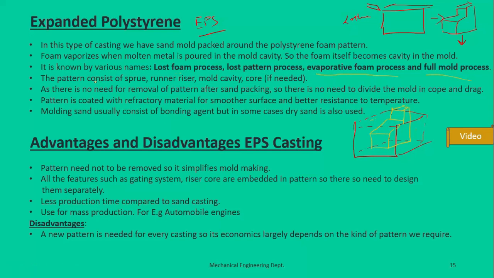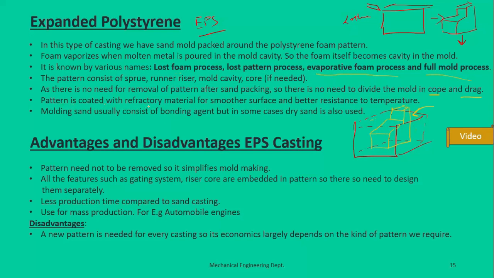So the pattern, as I said before, consists of the sprue, runner, riser, and mold. All the features of the mold cavity are included in the pattern, and this pattern vaporizes as soon as we pour the molten material. So the pattern itself is a cavity within the sand. As there is no need for removal of the pattern after sand packing, there is no need to divide the mold into cope and drag. The unique feature about this casting process is there is no cope and drag, because there is no need to remove the pattern from the cavity.